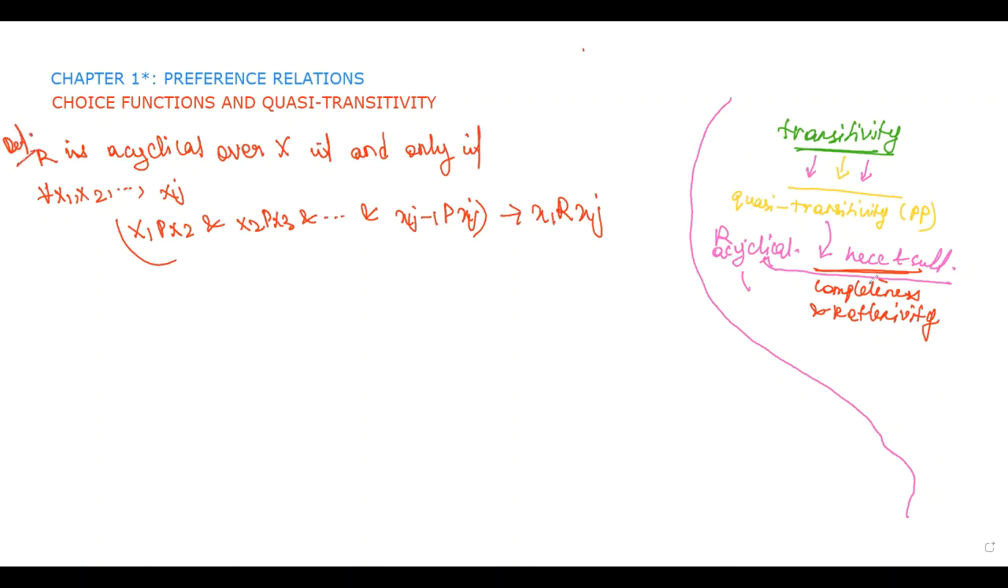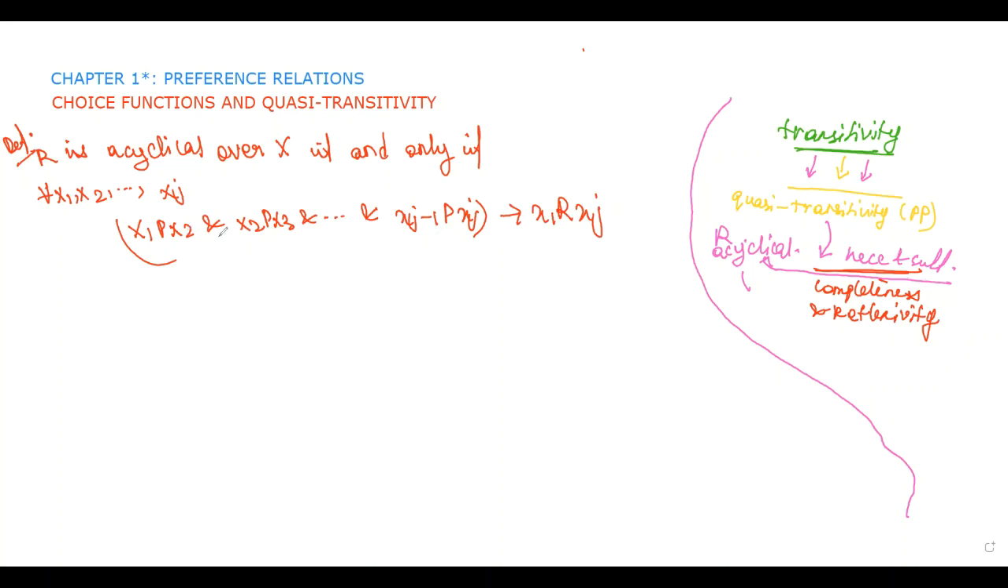Quasi-transitivity can still be transitive. R can be quasi-transitive and still be transitive. But the opposite is not true. Similarly, R can be acyclical, but it can still be quasi-transitive and transitive. So acyclical is just weaker than this, but it includes quasi-transitivity, just as quasi-transitivity is weaker than transitivity but can still be included within transitivity. So this is how we are going on weakening the conditions until we reach a necessary and sufficient condition.